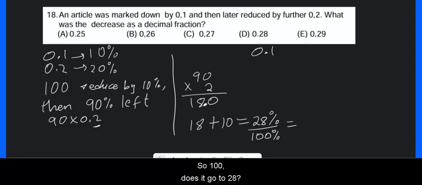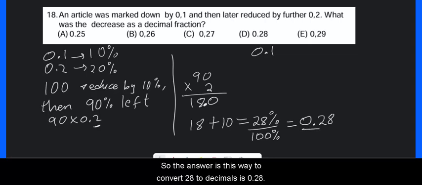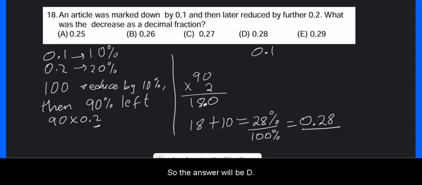So 100, does it go into 28? No. 0. Does it go into 280? Yes, it goes 2 times. Does it have a remainder? Yes, 80. Now, does it go into 800? Yes. How many times? 8 times. So the answer is this way. To convert 28% to decimals is 0.28. So the answer will be D. That will be the answer.